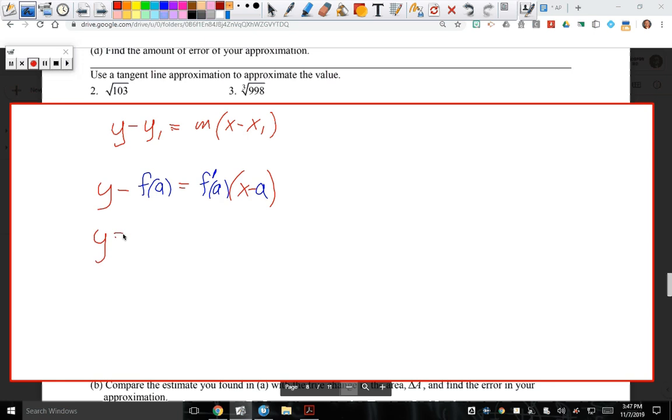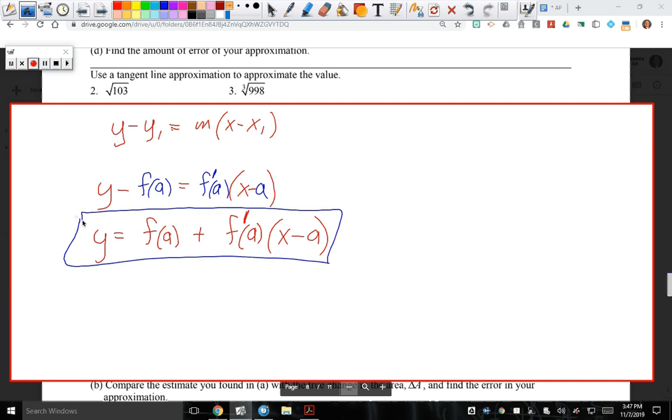Then, if I get y alone and I add f of a to both sides, this is what I have. This will get into something that you'll see with integrals next semester. So this is the linearization form to approximate values. Okay?